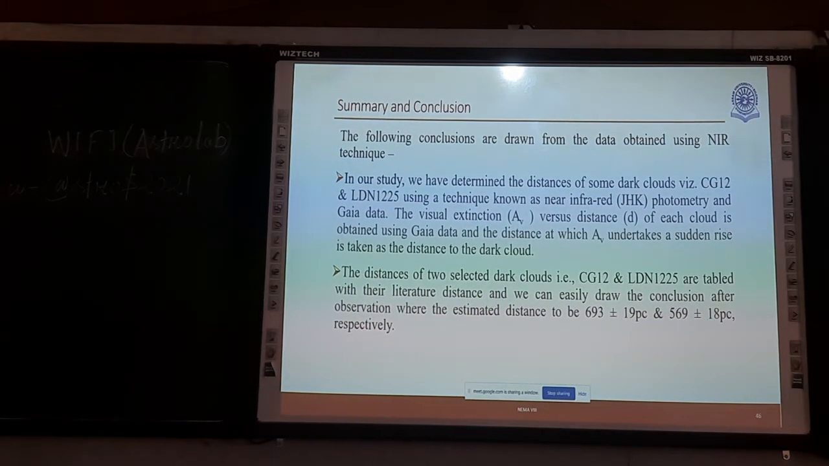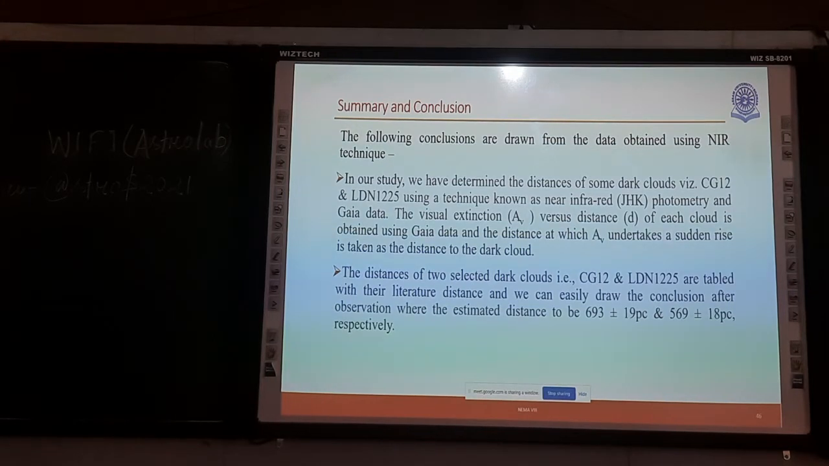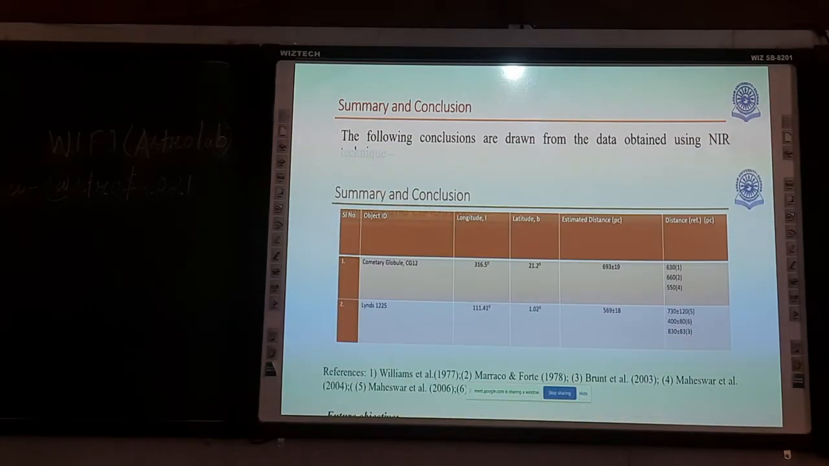And this is the summary and conclusion. In our study, we have determined the distance of the dark clouds CG12 and LDN 1225 using JHK photometry and Gaia photometry. By this method, the distances are 693 plus or minus 19 and 569 plus or minus 18 parsecs respectively.